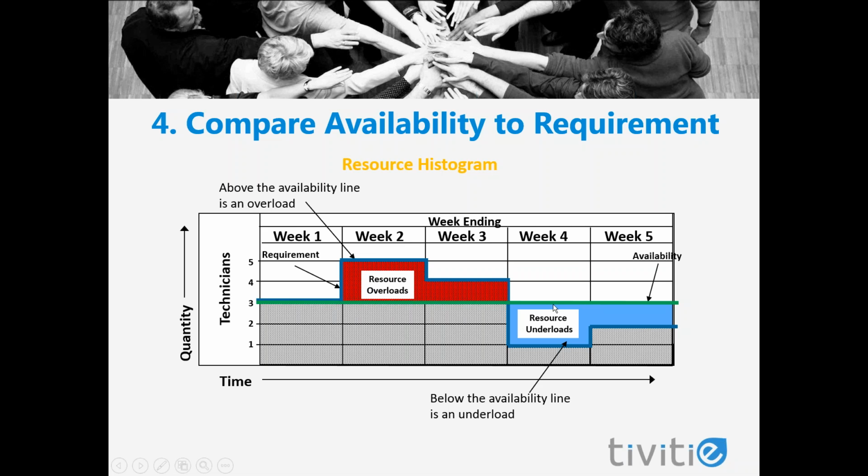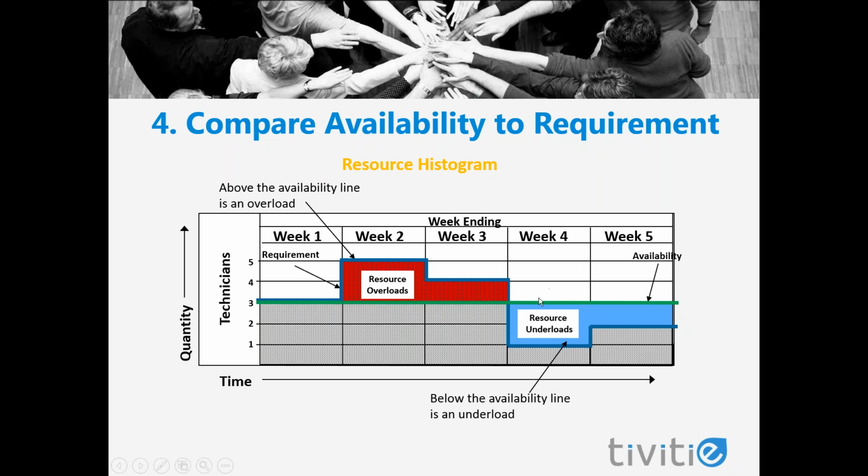What we see here is what we call resource overloads and some resource underloads. A resource overload is where we have more requirement than we have availability. If we just go ahead and start our project with the schedule like this, as soon as we hit week 2, we are going to have more work to do than we have technicians to do it. So our tasks are going to start slipping.